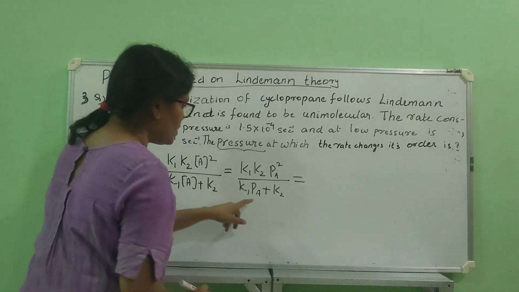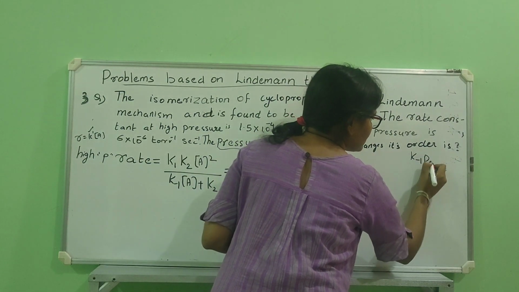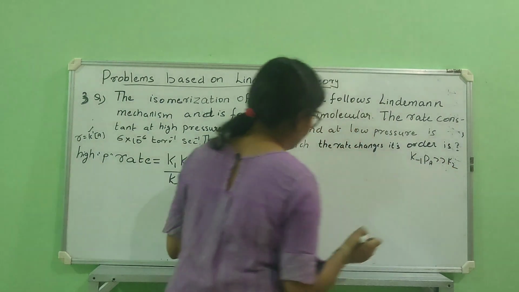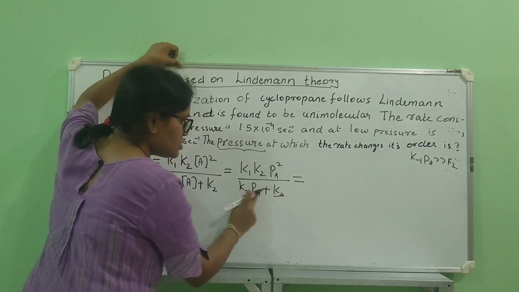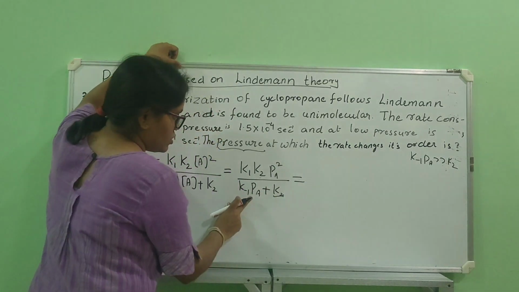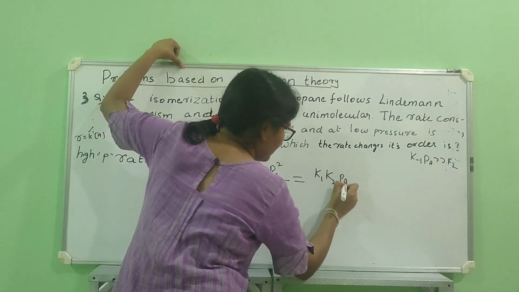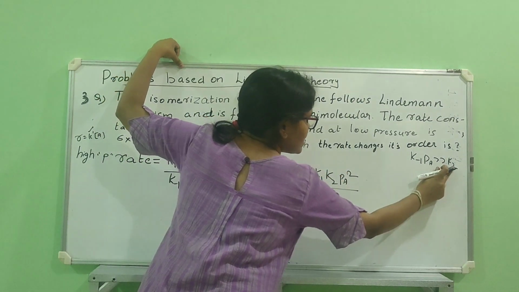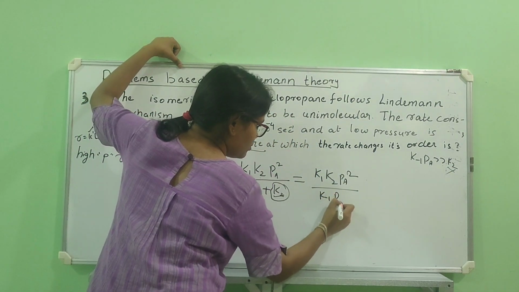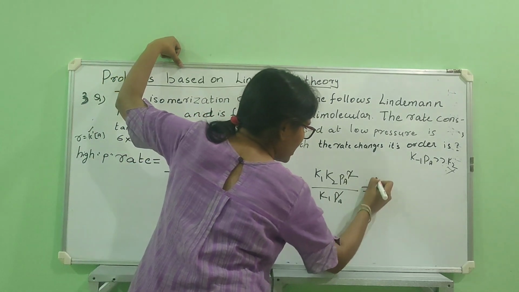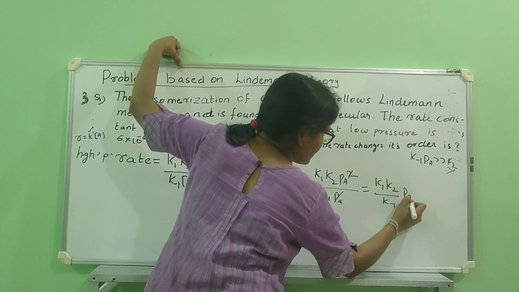So at high pressure, what will happen? K minus 1 into PA will be far greater than K2. So this term can be neglected. So when this is greater than K2, K2 can be neglected in the denominator, and you can write K1, K2, PA square over K minus 1 into PA. So here one PA gets cancelled and you will have K1, K2 by K minus 1 into PA.